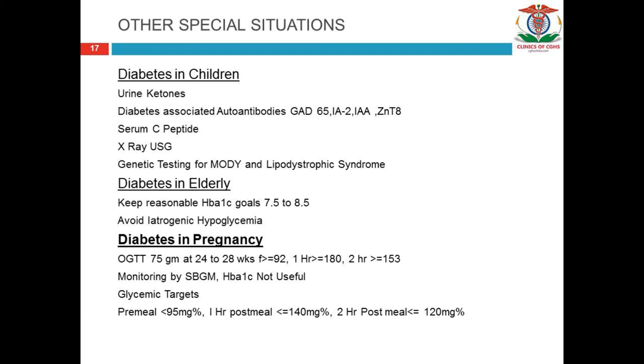In pregnancy, OGTT is the diagnostic test, which is to be done at 24 to 28 weeks. A fasting of more than 92, a 1 hour of more than 180, and a 2 hours of more than 153 is diagnostic. Monitoring is done by self-monitoring of blood glucose, and HbA1c, as I said, is not useful apart from probably in the first trimester. The glycemic targets should be pre-meal 95, 1 hour post-meal 140, and 2 hour post-meal 120. In pregnancy, the targets are a little bit more stringent.